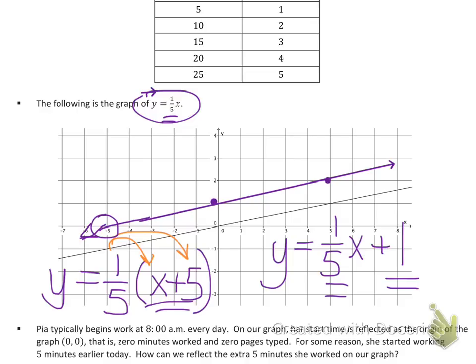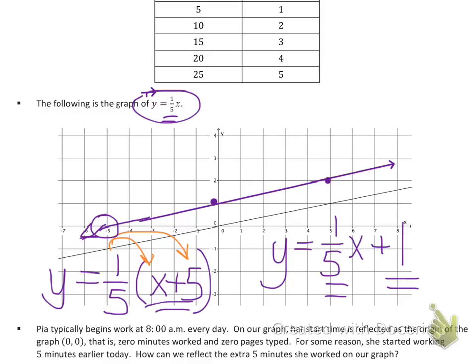Okay, and if we extend this line all the way back along the x-axis, you notice that when y is 0, x is -5. So what that's showing is that she started work 5 minutes before her regular time and got a certain amount done. So she's going to be ahead like that all day.